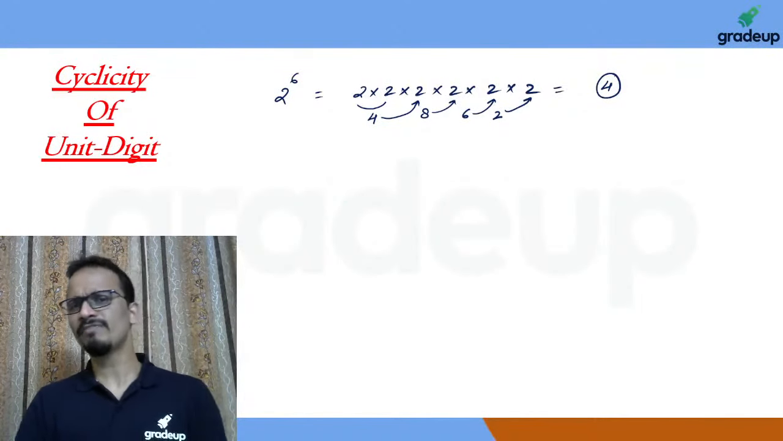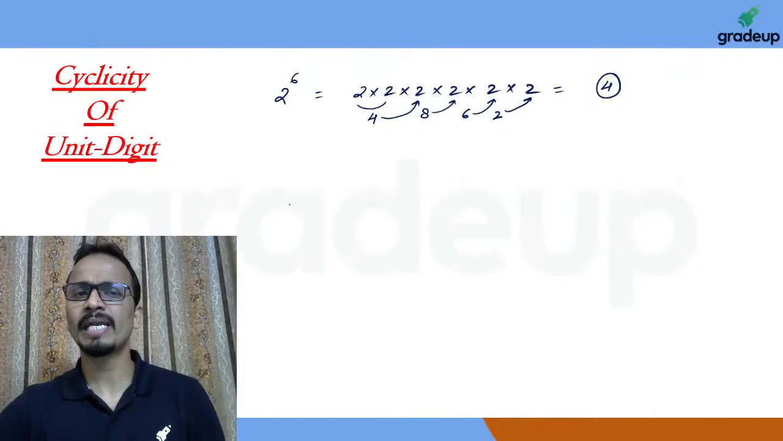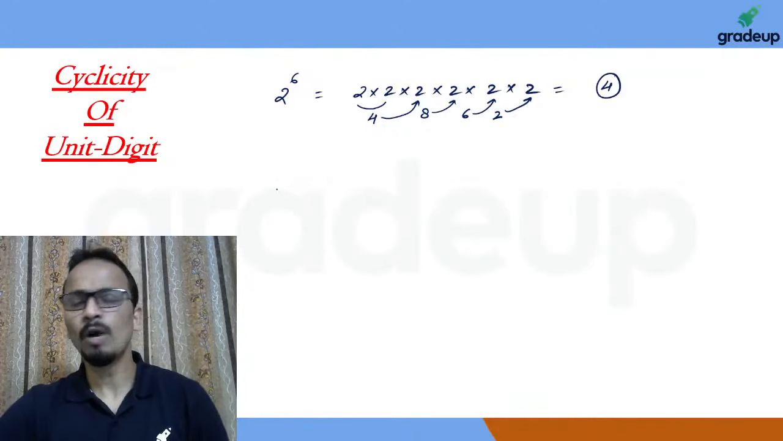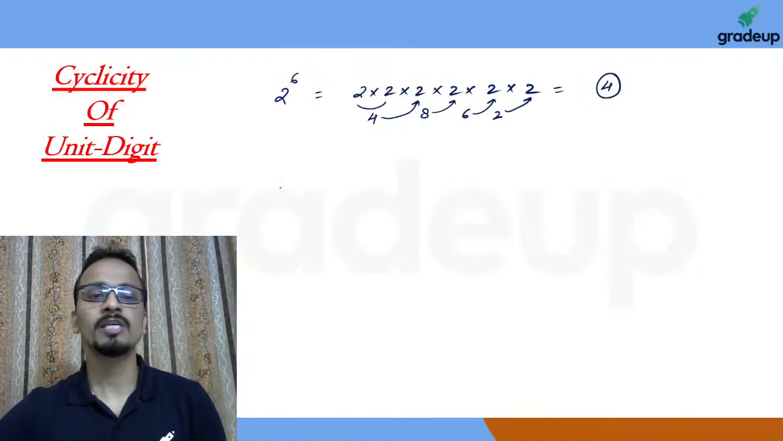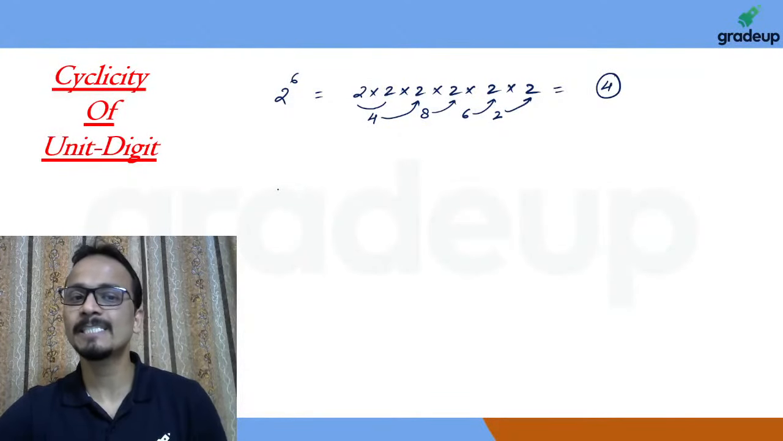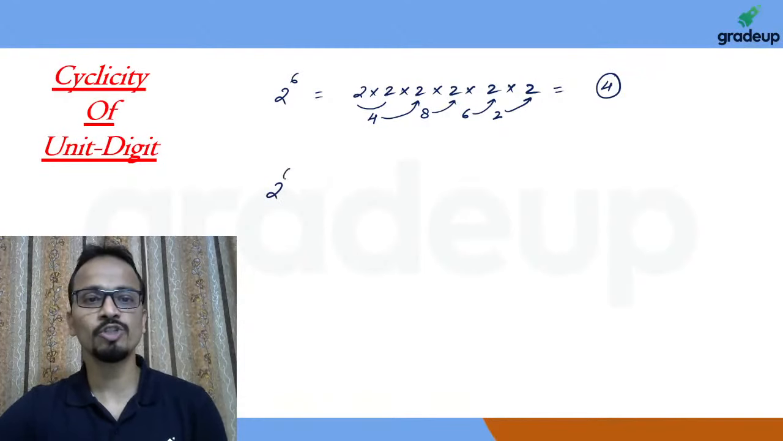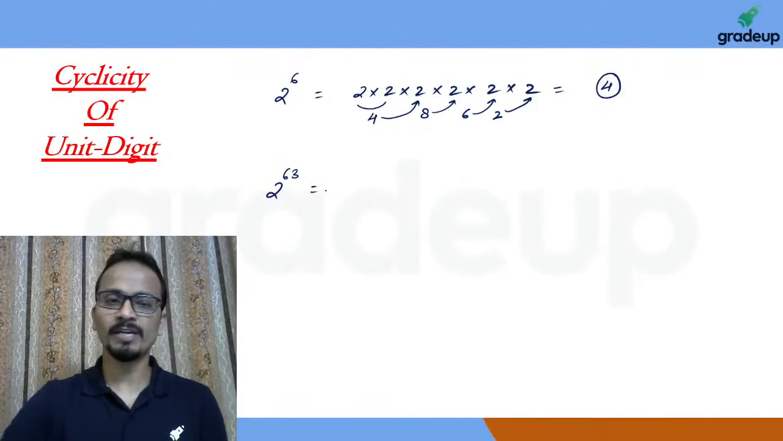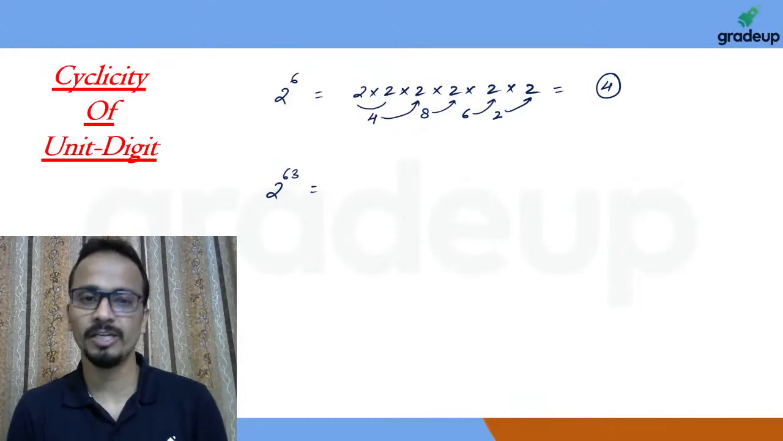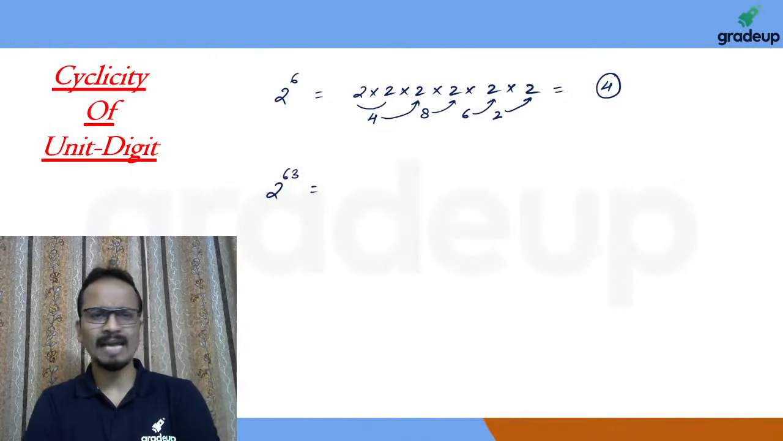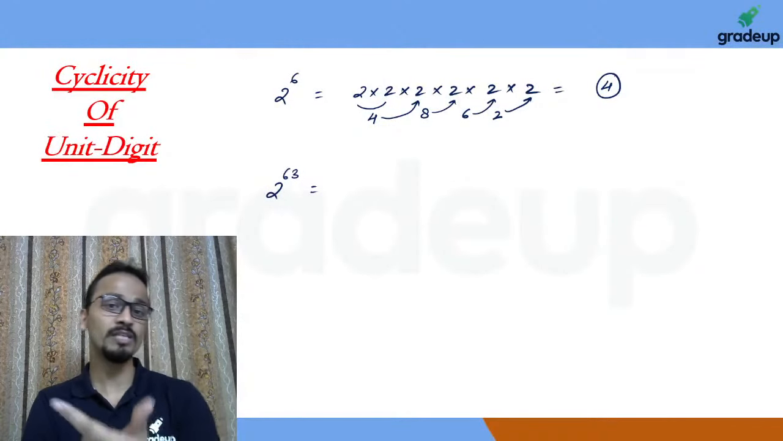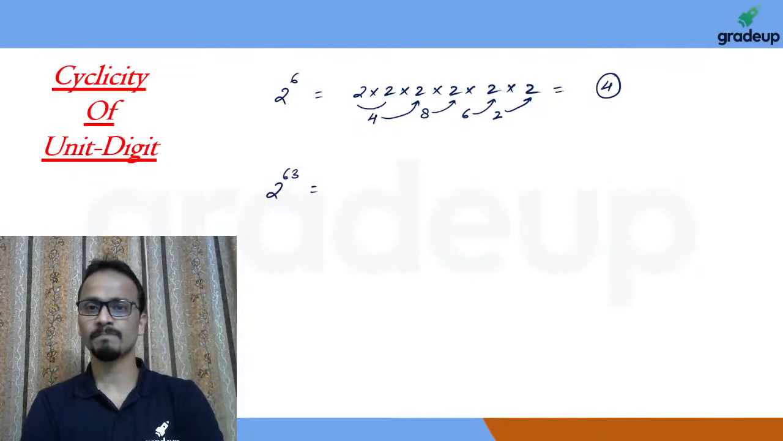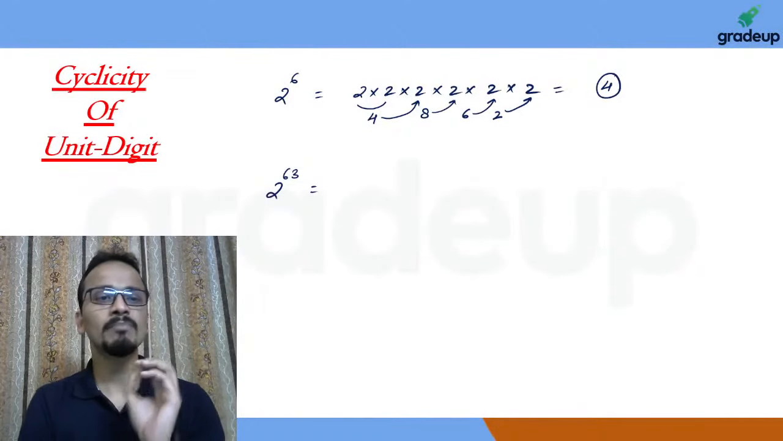I could have calculated the result as well, because right now I have a very small base with a very small power. Now what if the power is not that small? Here the power was 6. Now what if the power is 63? Now 2 raised to the power 63. I have to find out the unit digit of this calculation. Now what can be done? Obviously, I cannot calculate the unit digit in this case manually the way I have done in the previous case.